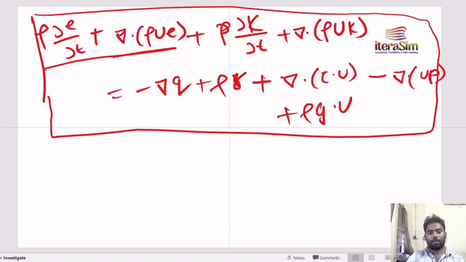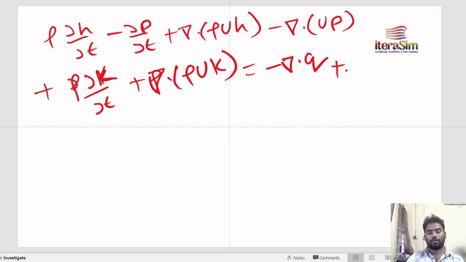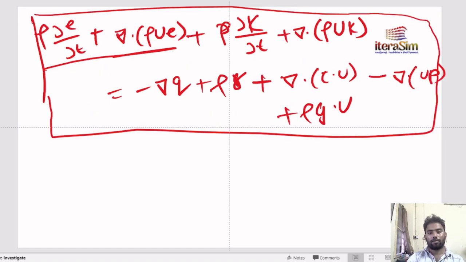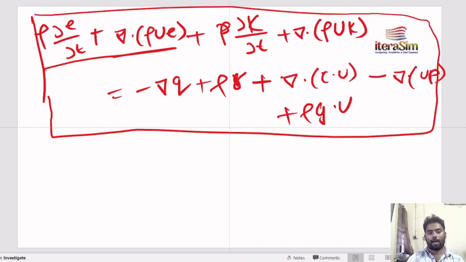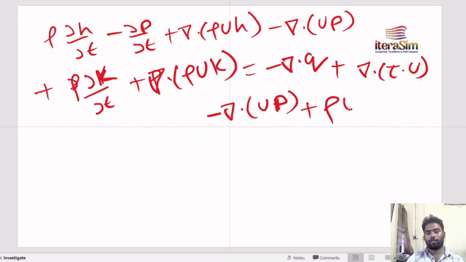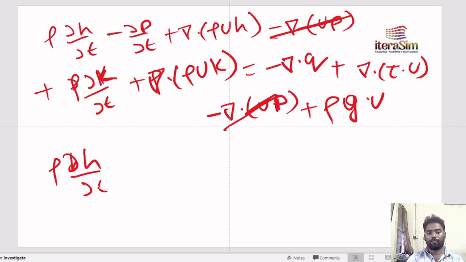Plus tau, del dot tau into u, minus del dot up, and plus this is the potential term, that is the rho g into u. So here you can cancel out this minus del dot up with del dot up, and the rest of the terms will be the final enthalpy equation.